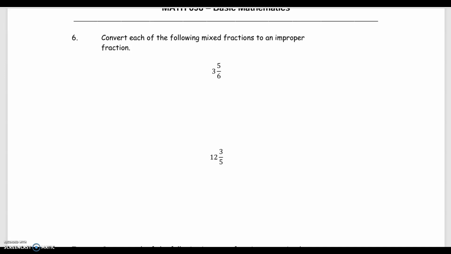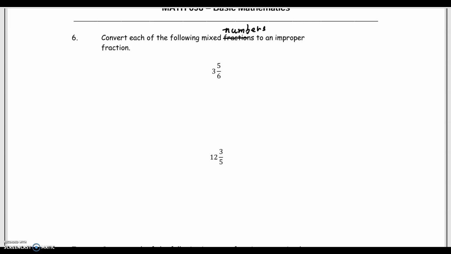Now here we're going to convert mixed numbers into improper fractions. So let's look at what 3 and 5/6 means.